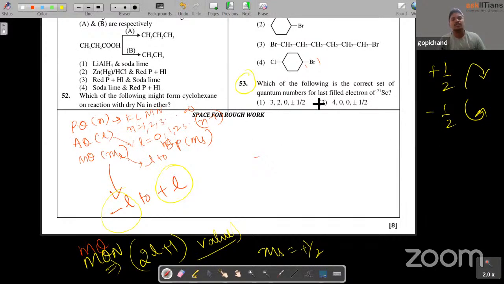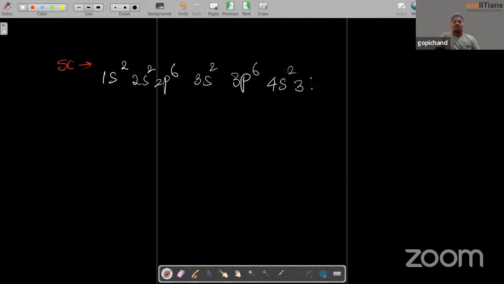Now they are asking which of the following is the correct set of quantum numbers for the last filled electron of scandium. So the question here is, how do you know the last filled electron for scandium? First of all, if you write the electronic configuration: 1s2, 2s2, 2p6, 3s2, 3p6, and 4s2, 3d1.